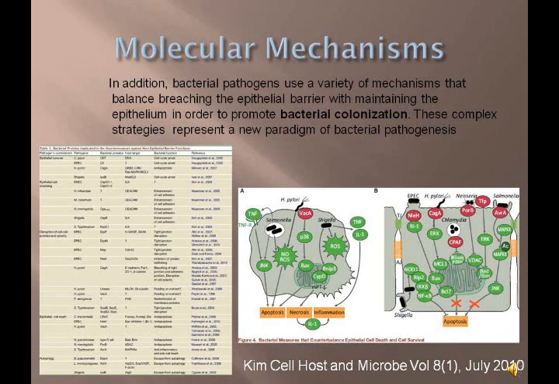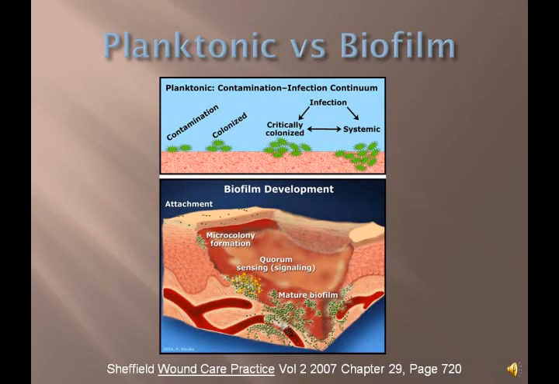So now here's the final statement. These complex strategies represent a new paradigm of bacterial pathogenesis. Well, it's really not new because Costerton and Stewart said it 10 years ago, but now we have the molecular evidence that says, hey, there's two ways bacteria are behaving. One is to breach or to kill. The other one is to maintain and to colonize. And that is what we're talking about. That's planktonic versus biofilm behavior. And that's what we shared way back in 2007, that it appears that there's two different ways that bacteria infect.